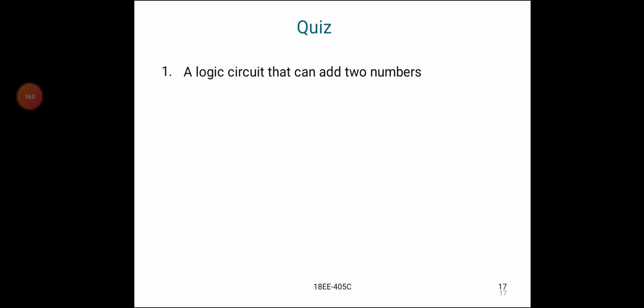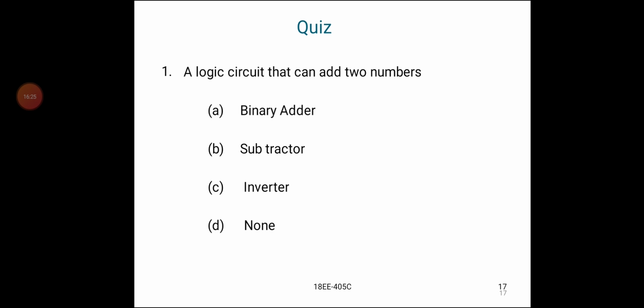Quiz question 1. A logic circuit that can add two numbers: A. Binary adder, B. Subtractor, C. Inverter, D. None. The answer is A, binary adder, which is the correct answer.